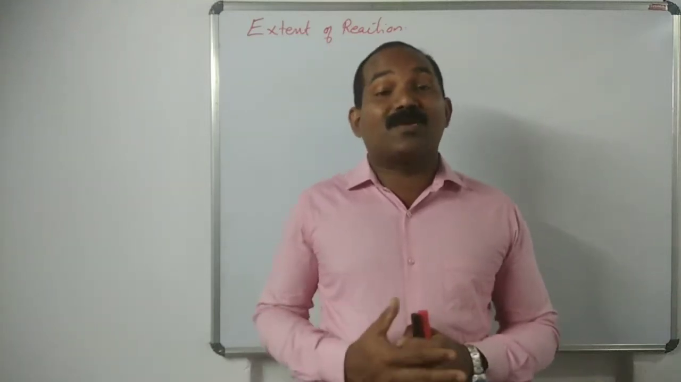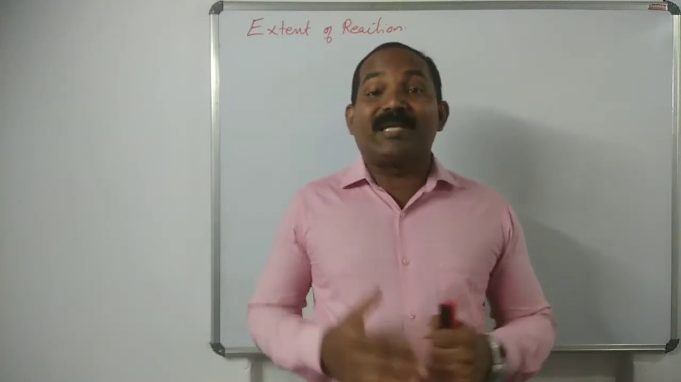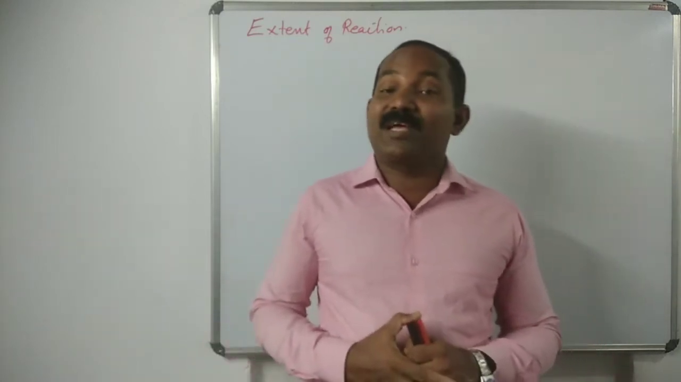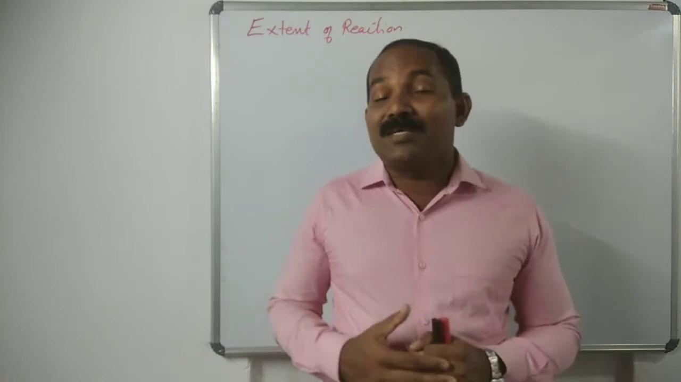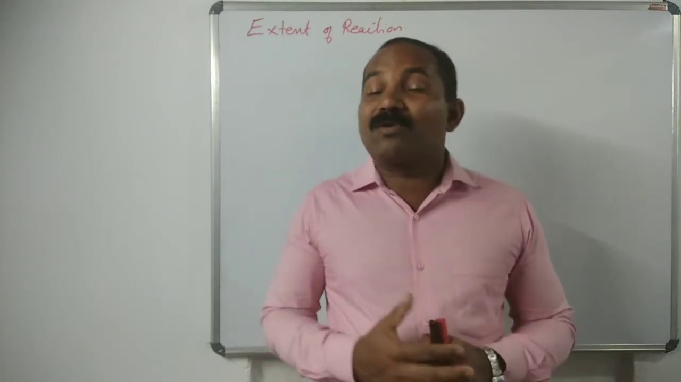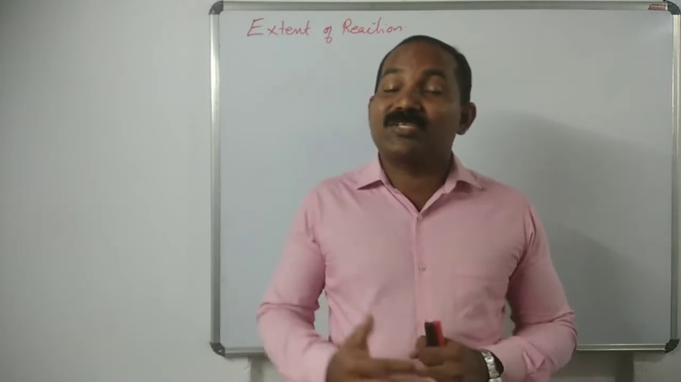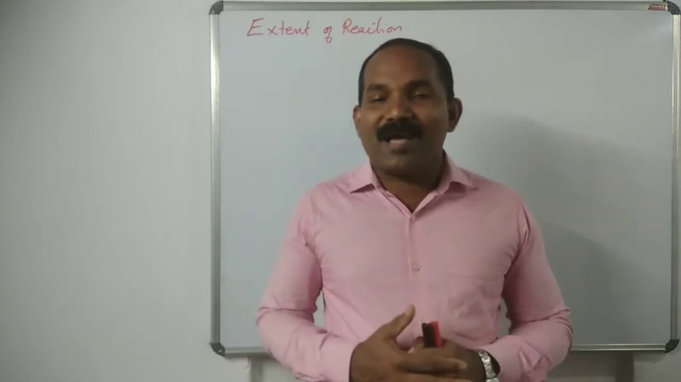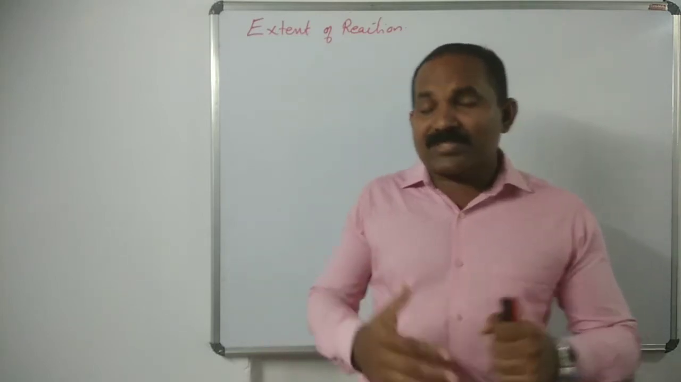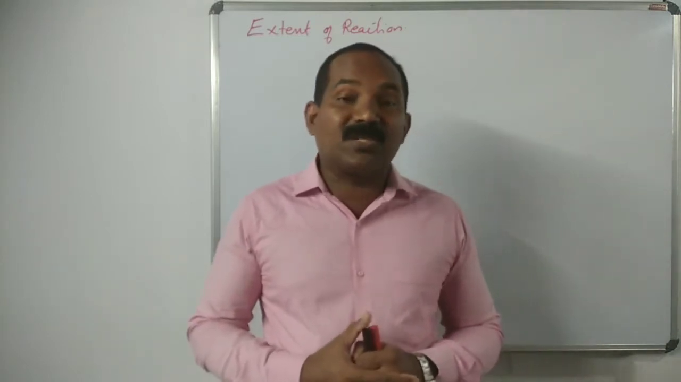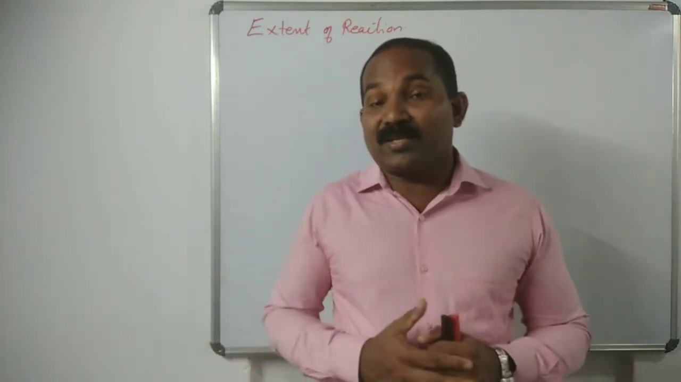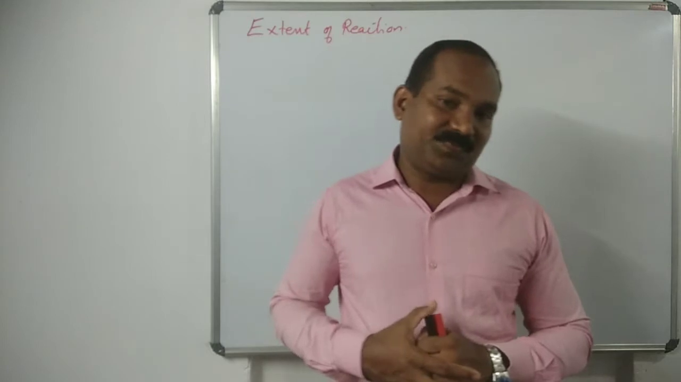In this section we are going to discuss predicting the extent of reaction, predicting the direction of reaction, and the relationship between equilibrium constant K, reaction quotient Q, and Gibbs free energy. First of all we have to discuss the extent of reaction. How far the reaction takes place, that is the extent of reaction.